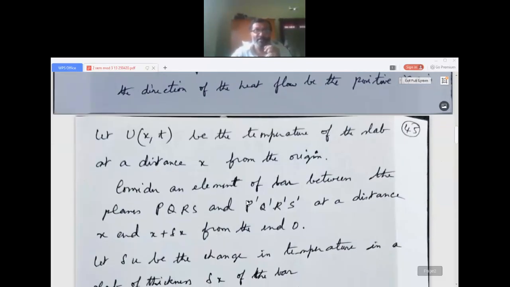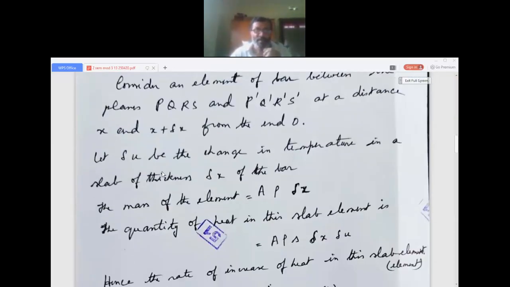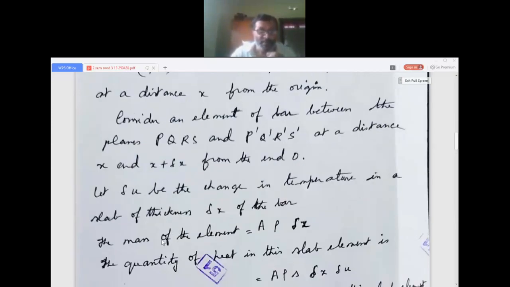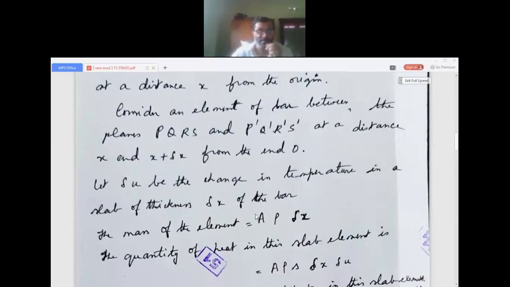So consider the elemental cross section of the bar between PQRS and P'Q'R'S', as shown in the diagram. That is at a distance x and x plus delta x from the end O. Let delta U be the change in temperature in the slab of thickness delta x of the bar.